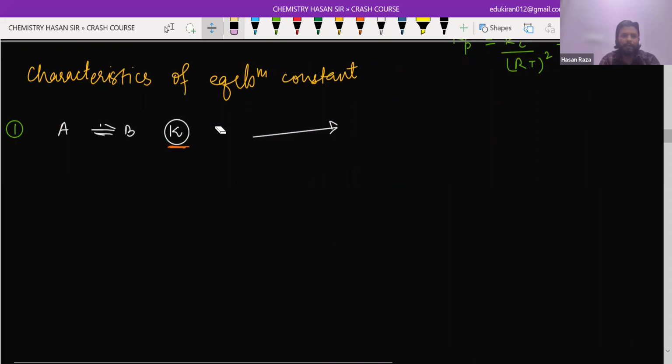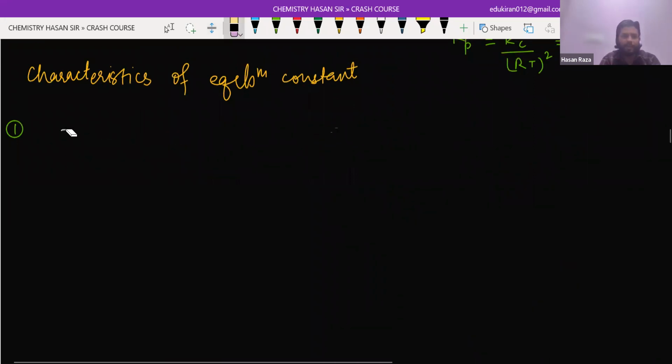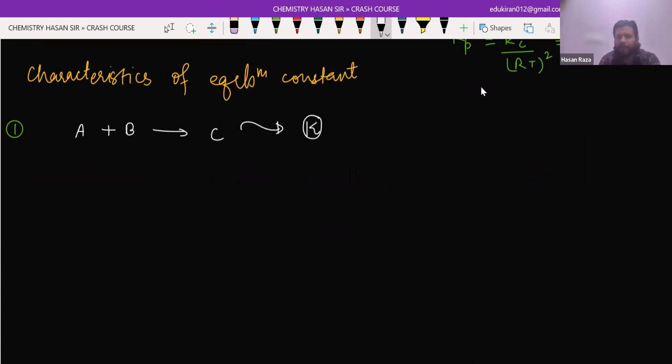Now see. Characteristics of the chemical equilibrium constant. This is the last topic. If you have a reaction A plus B that gives you C, and its equilibrium constant is given as K, and there is a question where they reverse it, just wait a minute before reversing. Now, there is a question. If you multiply the whole equation by any number, and they ask you the value of the new equilibrium constant, see, it's very simple.